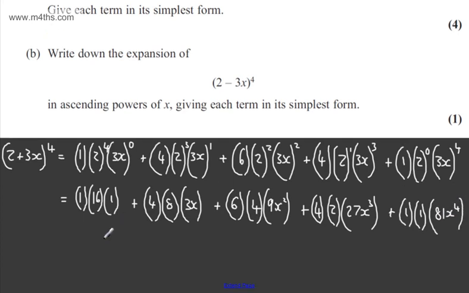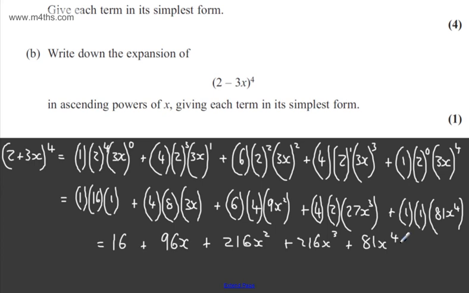Just tidying this up, we're going to end up now with 16. We will have now 32 times 3, which is going to give me 96x. We're going to have now 6 times 4 times 9, which is going to give me plus 216x to the power of 2, or x squared. We're going to have 8 times 27, which will also give me 216, so we can write plus 216x cubed, and then finally we're just going to have 81x to the power of 4.